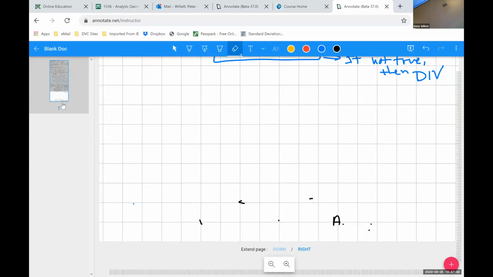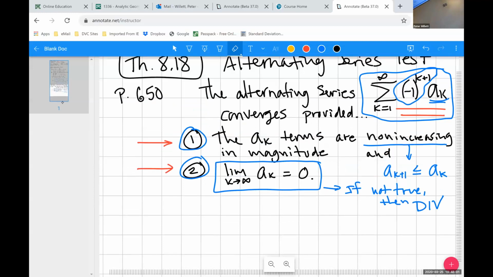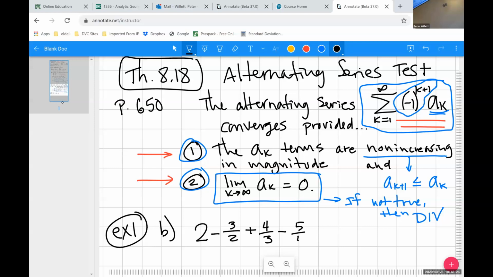So let's give you guys one to try and use the alternating series test and see if it allows you to draw a conclusion about convergence. And let's see if I can get the test on the board. Okay, so here's the test. And now let's try example 1b, but I'm going to put it up here and then give you guys a couple minutes to give it a try. So again, it says determine whether the following series converge or diverge. And in B, the series is 2 minus 3 halves plus 4 thirds minus 5 fourths plus dot, dot, dot.